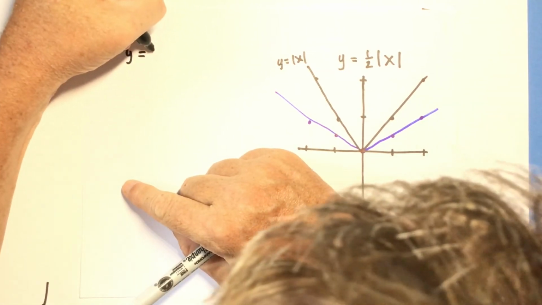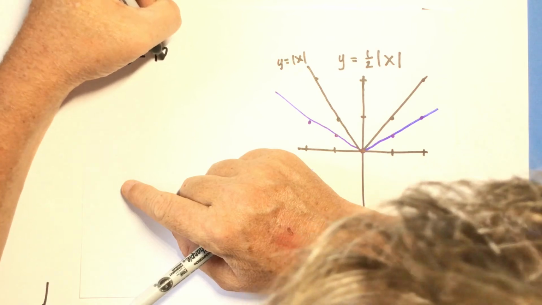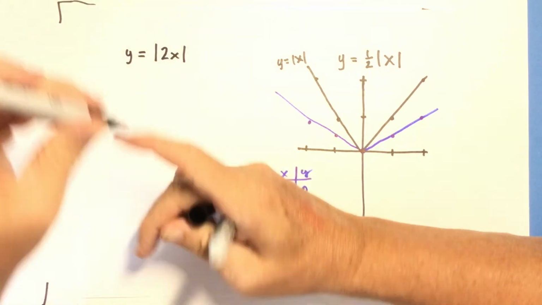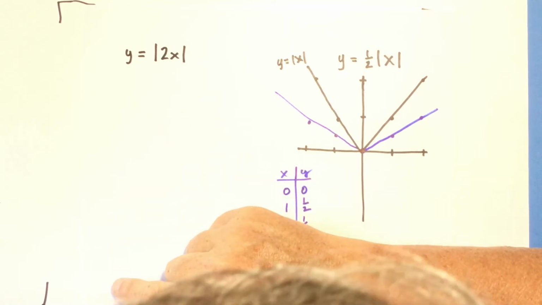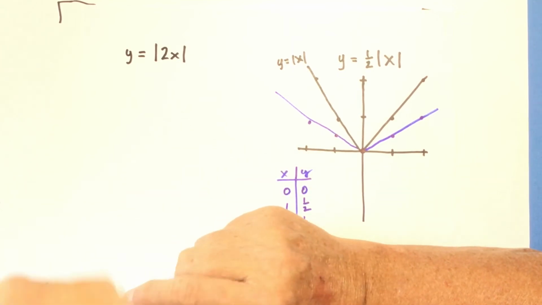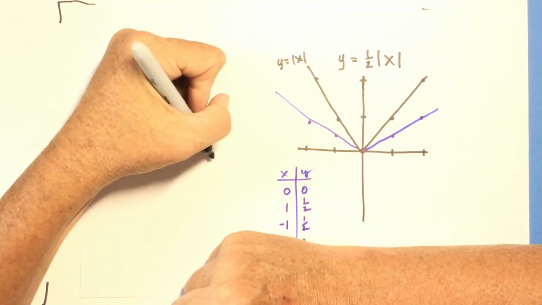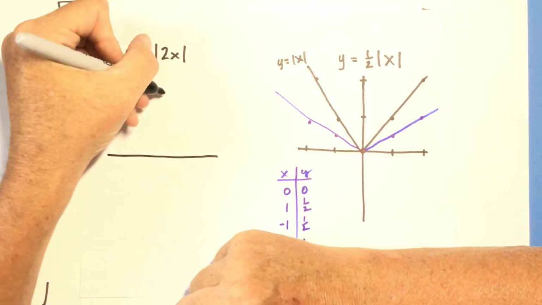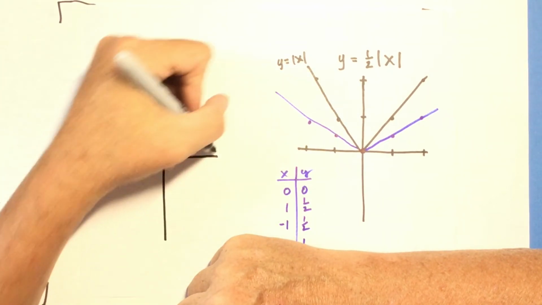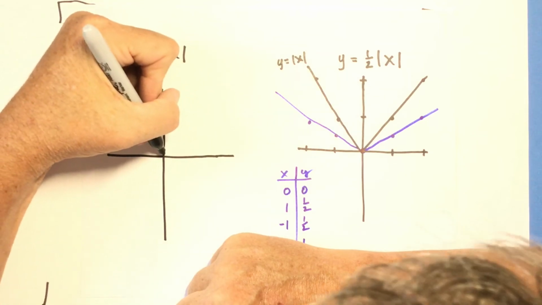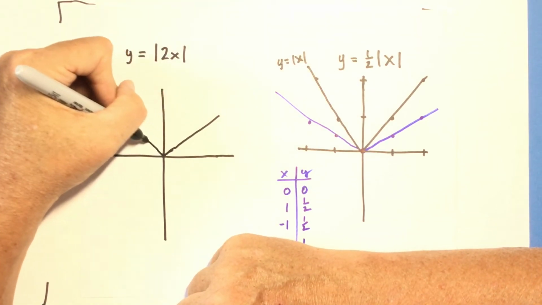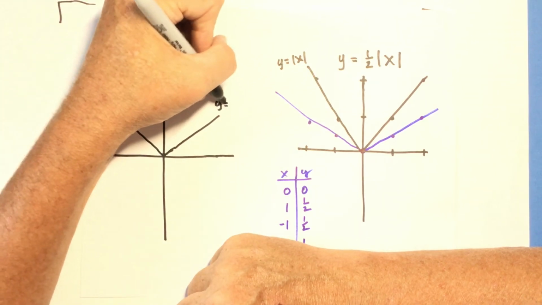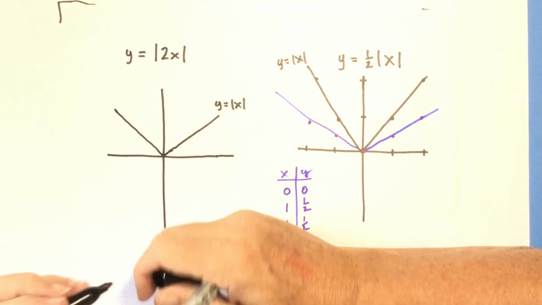y equals the absolute value of 2x. Does that change anything? I wonder if that changes anything. Let's see. There's my Cartesian graph. Here's my parent graph. It goes like that. Again, y equals absolute value of x.